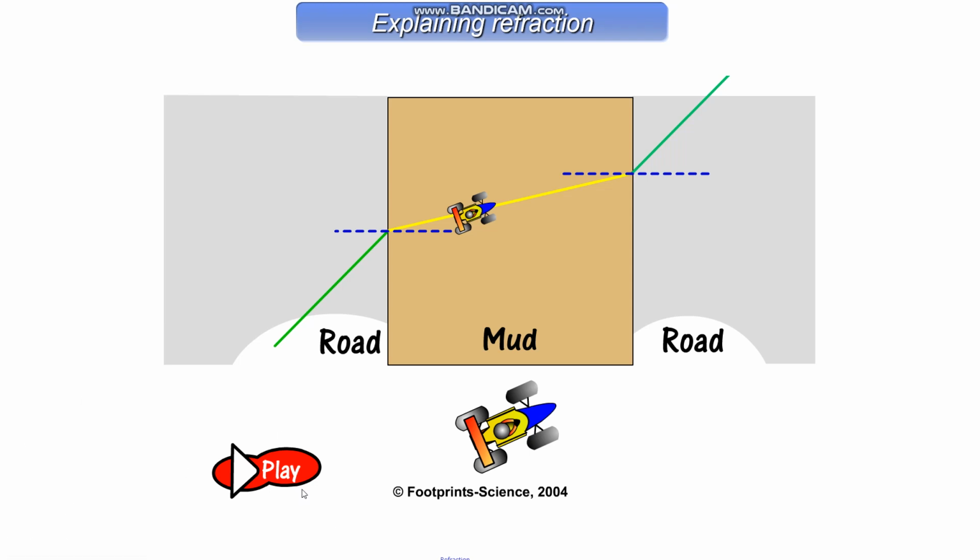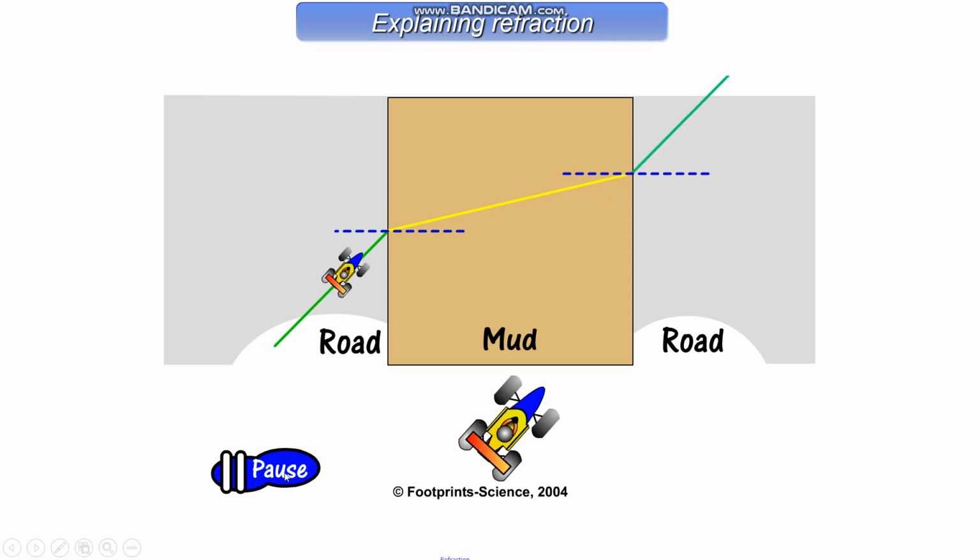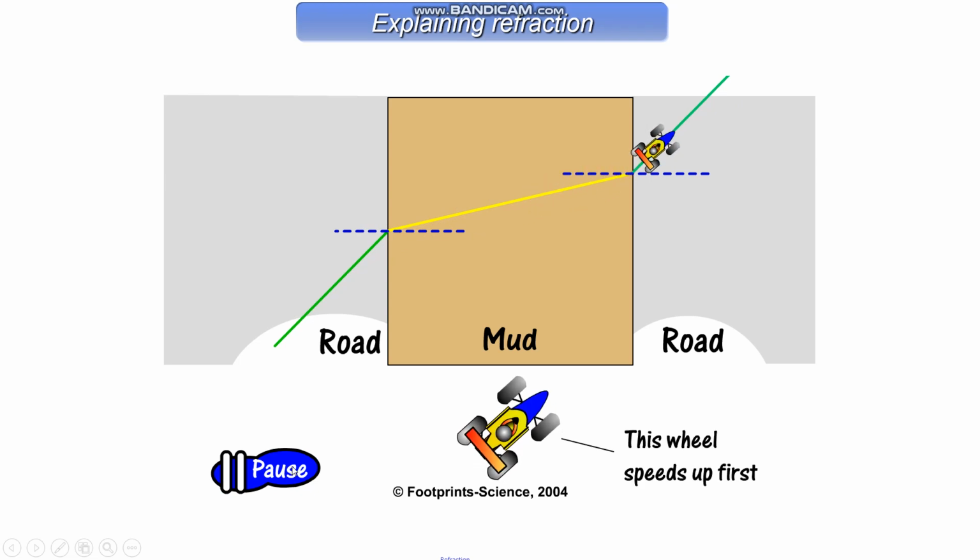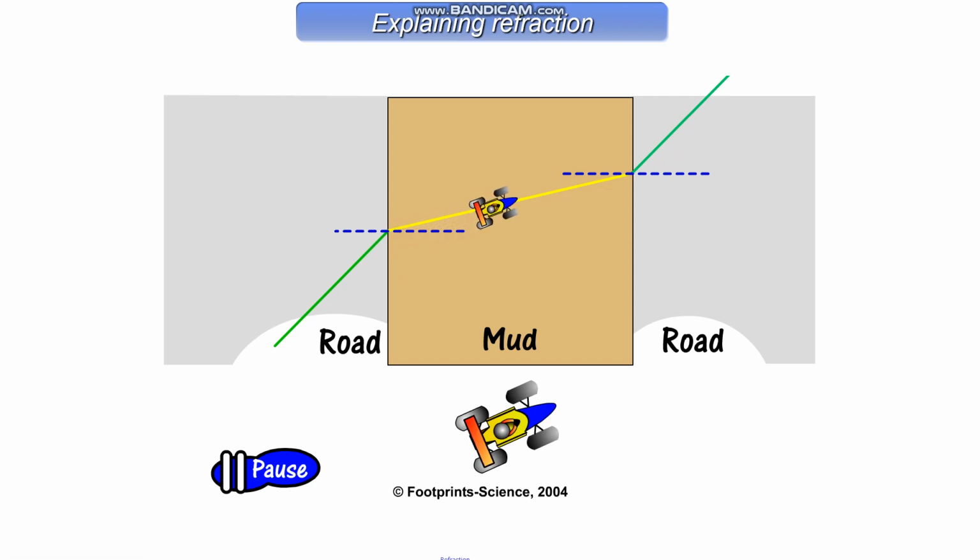So if we continue that, you can see that when it comes out, this wheel here, the opposite wheel, comes out first, and so it speeds up, causing the car to move in an anti-clockwise direction. So it rotates again, but in the opposite direction. And that's why we get this change in direction, because one part of the light beam, or car in this case, enters or leaves the more optically dense material or mud sooner than the other part.